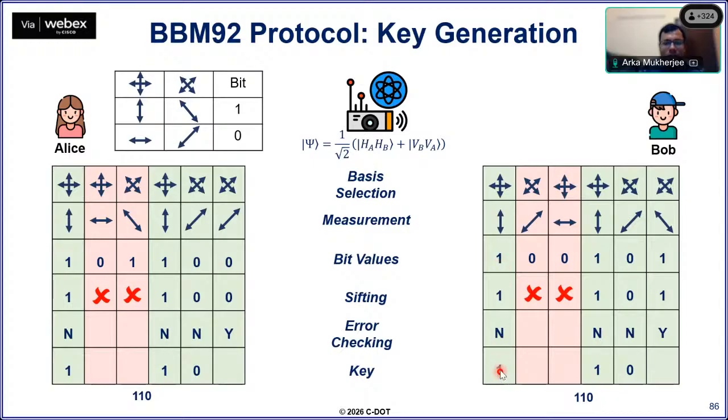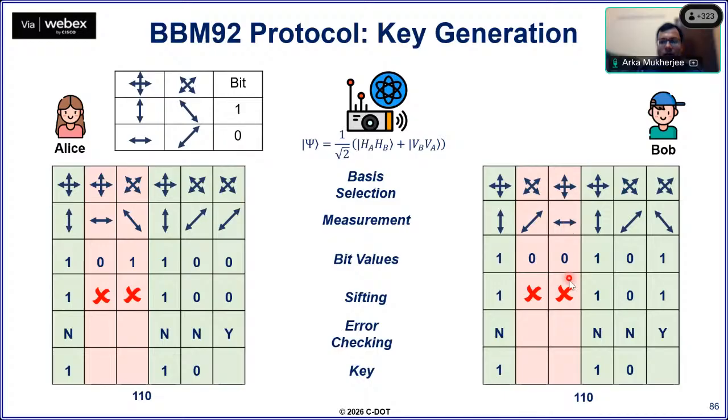Then they can generate the key as 1. But if Alice chooses a rectilinear basis, the second column, but Bob chooses a diagonal basis, they cannot determine which state was sent by Charlie, because Alice will decode it as horizontal, Bob may decode it as diagonal. So this is inconclusive, so this state will be discarded.